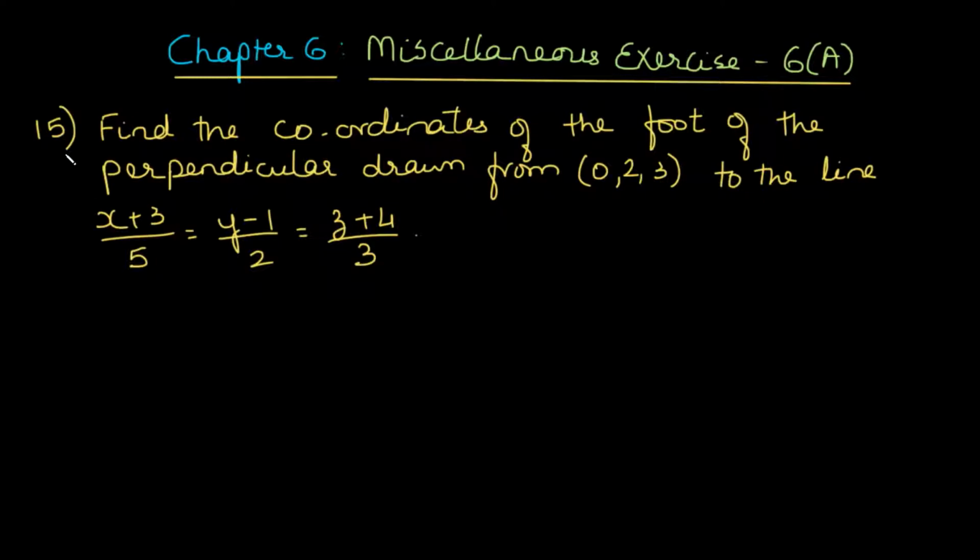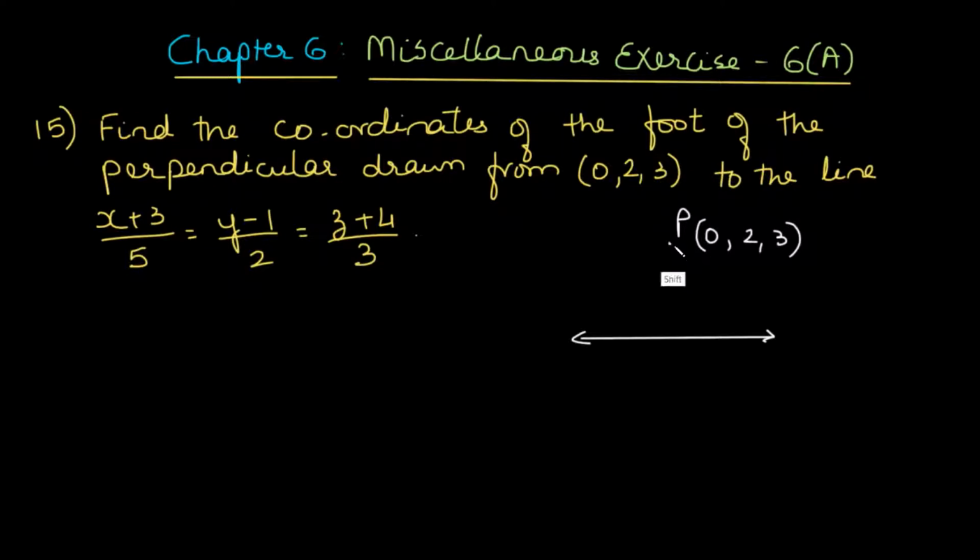So the 15th sum here: find the coordinates of the foot of the perpendicular drawn from the point (0, 2, 3) to the line (x + 3)/5 = (y - 1)/2 = (z + 4)/3. So in this case, let the given point be P, say (0, 2, 3). And suppose this is the given line which has the given equation.